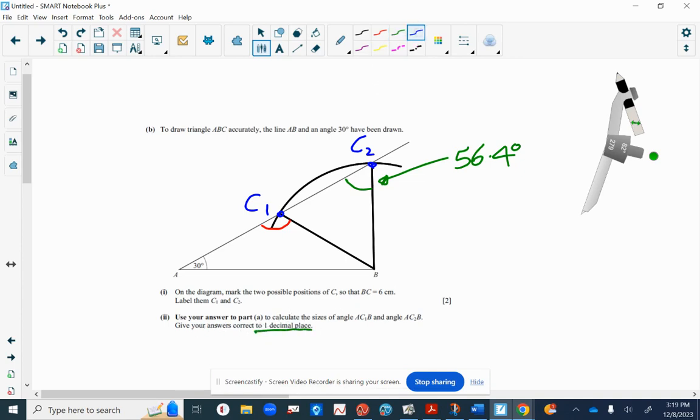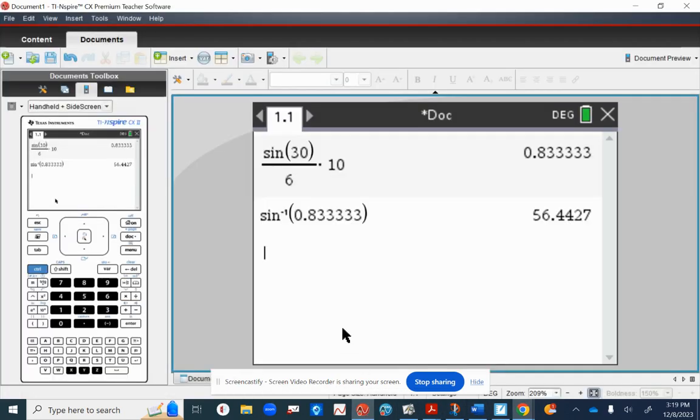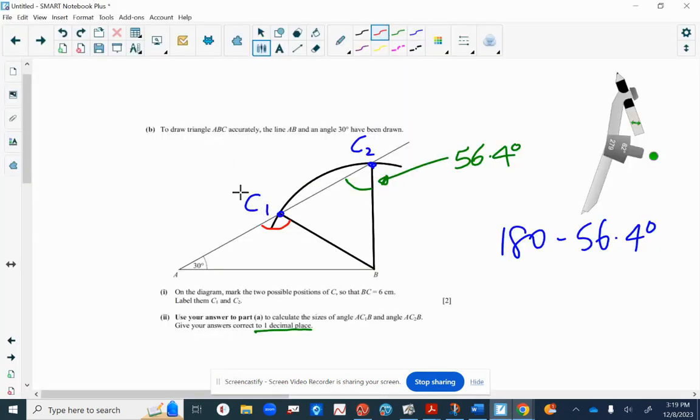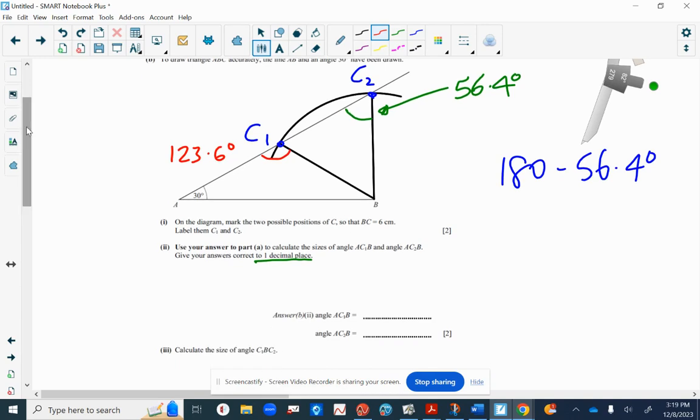The other angle, then, we just subtract from 180 degrees. So 180 minus 56.4. Brain's not working, so I'm going to have to work that out. I'm going to use all the accuracy from before as well. So 123.6. Gosh, I should have been able to work that out in my head, shouldn't I? It's been a long day. Right, so 123.6 degrees then. Because again, we have to round it to one decimal place. So AC1B, that's the bigger one, is 123.6 degrees, and the small angle is 56.4 degrees.